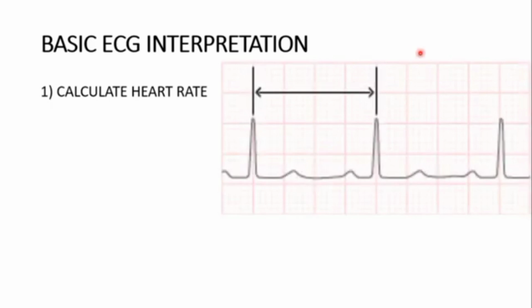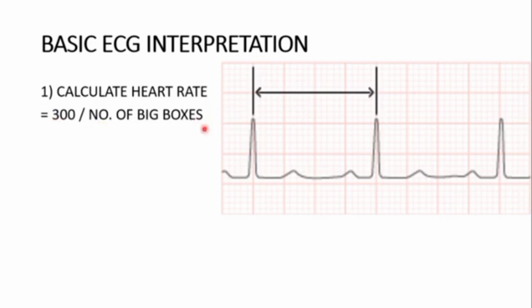Take any lead. This is the QRS and this is the R wave. Between the two R waves, you must calculate how many big boxes there are. The formula is 300 divided by the number of big boxes between two R waves. Here there are almost 4 boxes: 1, 2, 3 and 4. So 300 by 4, this patient has a heartbeat of 75 beats per minute.